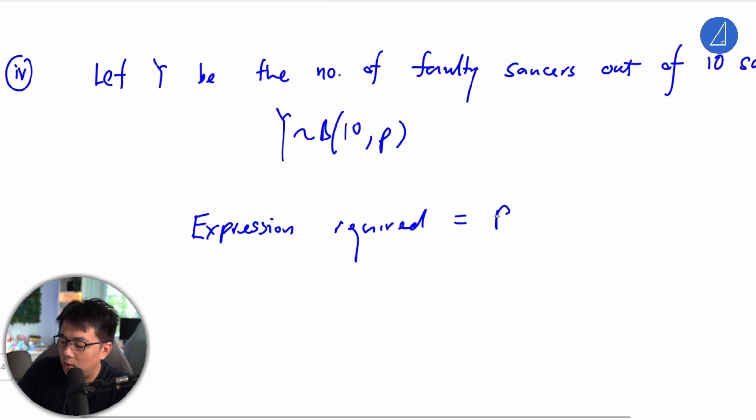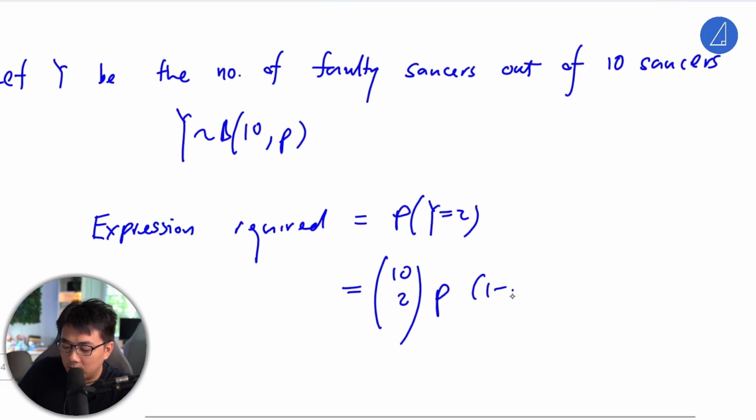Okay, it's just P Y goes to 2. I think that's not an issue, so it's 10 choose 2. Then P is the success rate and the non-success rate. The success event happens twice, so it's to the power of 2. The non-success event happens 8 times, 10 minus 2, which is 8.